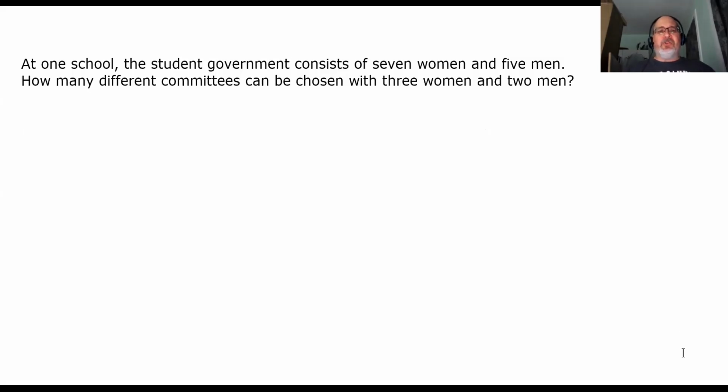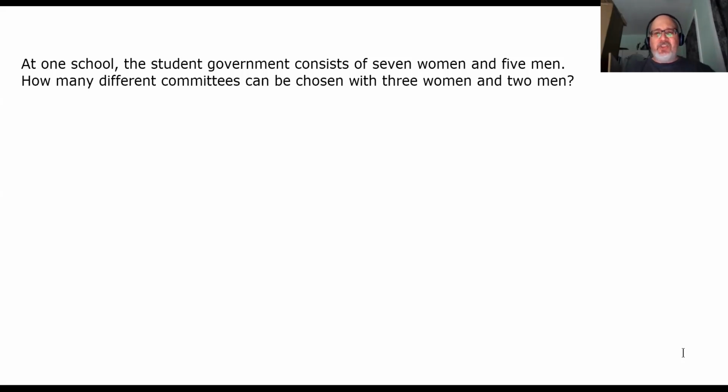At one school, a student government consists of 7 women and 5 men. How many different committees can be chosen with 3 women and 2 men? All right, well, first off, whenever you're picking a committee, it's always going to be a combination. When you pick people to fill offices, that's a permutation because the order matters. But just selecting people to be on a committee, the order doesn't matter, so it will always be a combination.